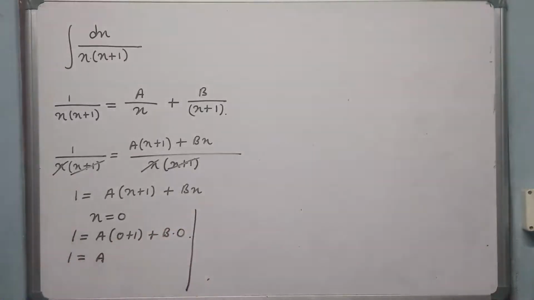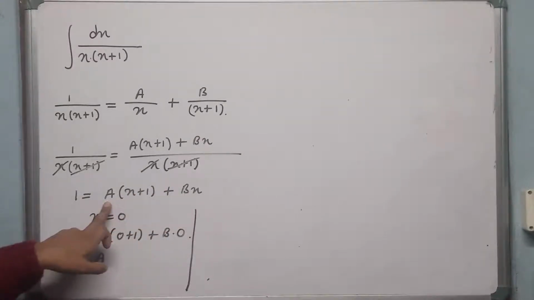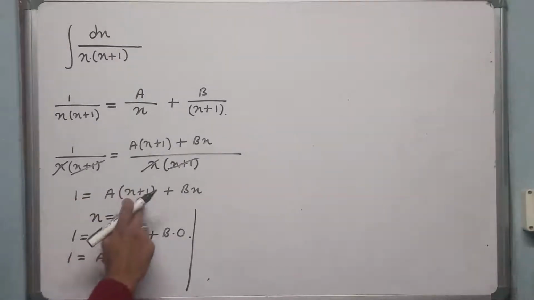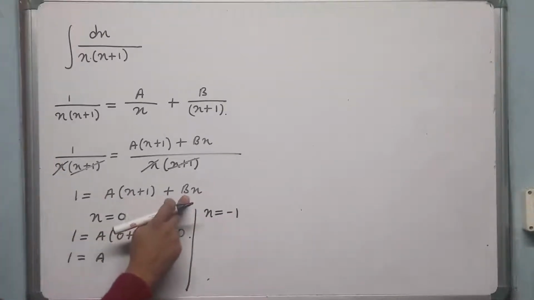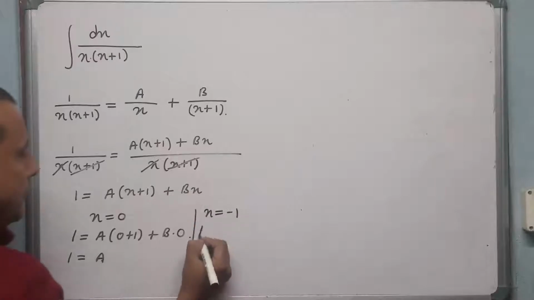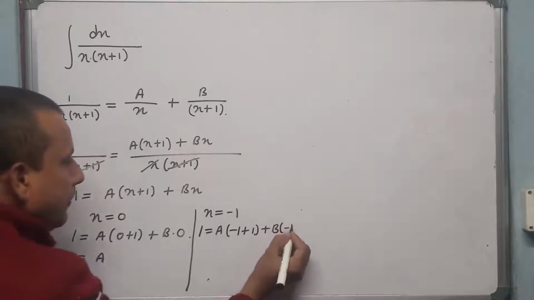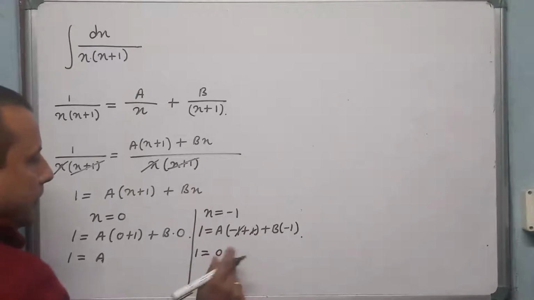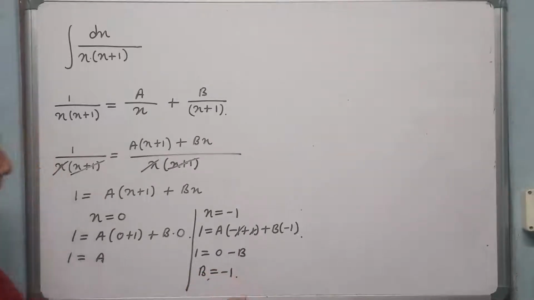Similarly, next you have to calculate the value of B. You have to make the A quantity 0. Consider the value of x so that this A quantity becomes 0. (x plus 1) is there; if I consider x equals minus 1, then minus 1 plus 1 is 0. So 1 equals A into (minus 1 plus 1) plus B into minus 1. 0 into A is 0, so we get minus B. Then B equals minus 1. This is a shortcut method to calculate the values of A and B.